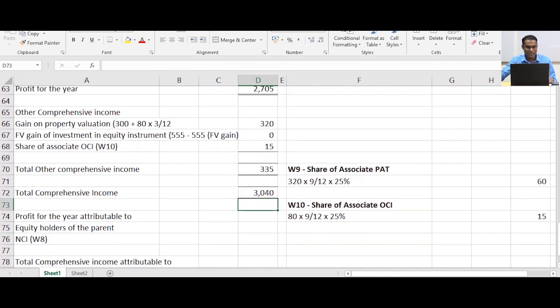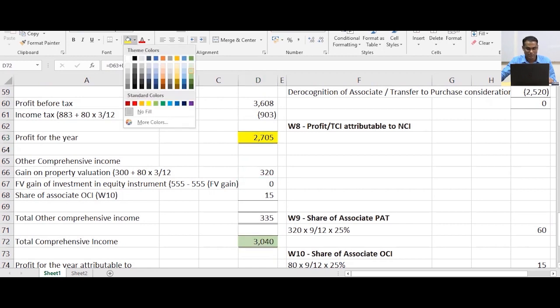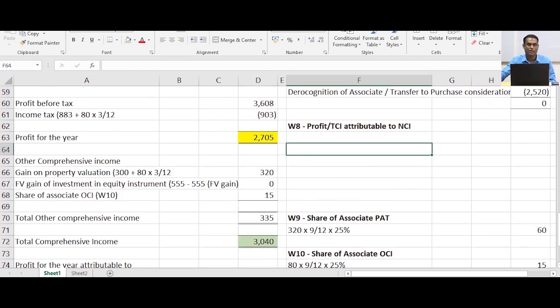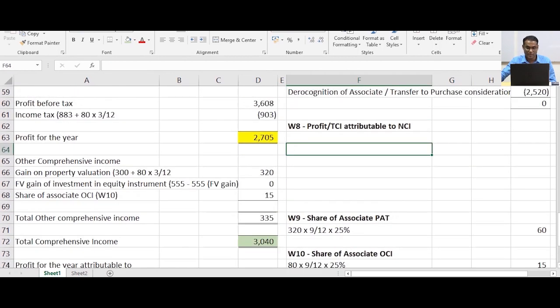Then the final thing is we need to allocate this profit for the year 2705 and the total comprehensive income, which is how much? 3040, to the equity holders of the parent and to the non-controlling interest. So for that we have done the working number 8. So we need to calculate what is the profit attributable to non-controlling interest. Thereafter we need to calculate what is the total comprehensive income attributable to non-controlling interest. So first of all, let's calculate the profit attributable to non-controlling interest.